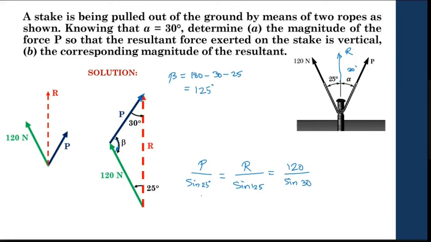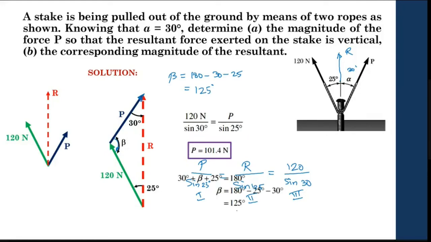Now I can easily relate. If I relate 1 and 3, I'll get the value of P. If I relate 2 and 3, I'll get the value of R. Okay. So relating 1 and 3, we get 120 divided by sine 30 is equal to P by sine 25. So we will get the value of P. Now I identify the angle beta. After we identify angle beta, let us relate it. So 120 by sine 30 is equal to R by sine 125, right? When you do that, you will get the value of R.